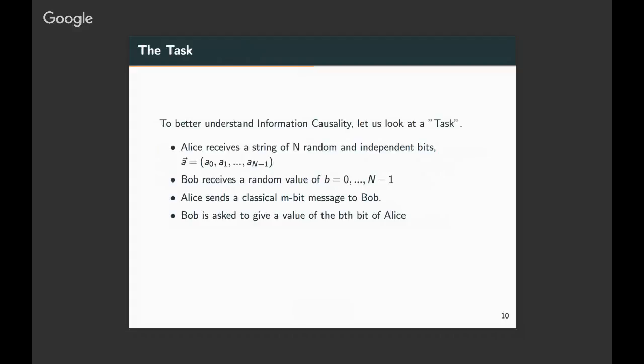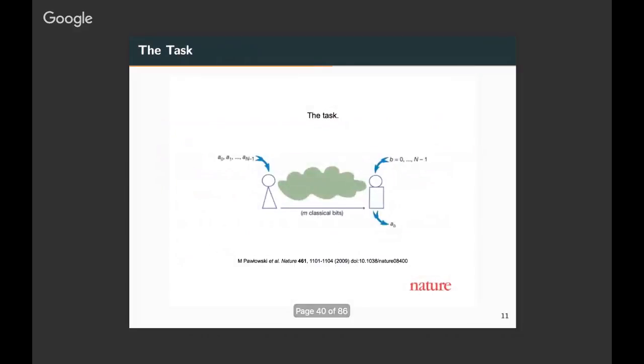Think of it like this: suppose the vector A consists of 3 bits, A0, A1, and A2. Then Bob will receive a random value ranging from 0 to 2. If Bob receives 1, then he will have to answer A1. He has to guess the value of A1. And Alice sends at max an M bit message to Bob. Alice and Bob can share only no signaling resources. We will call these resources no signaling boxes. So this is the situation here.